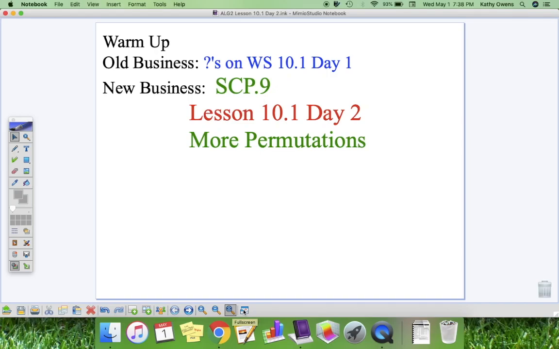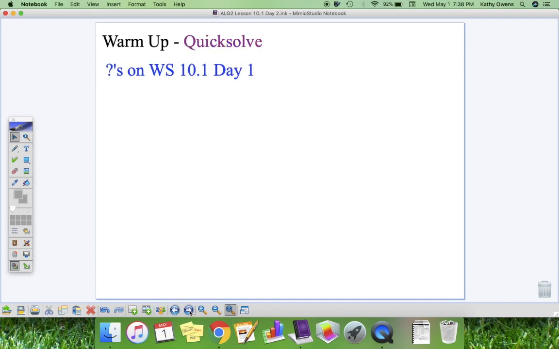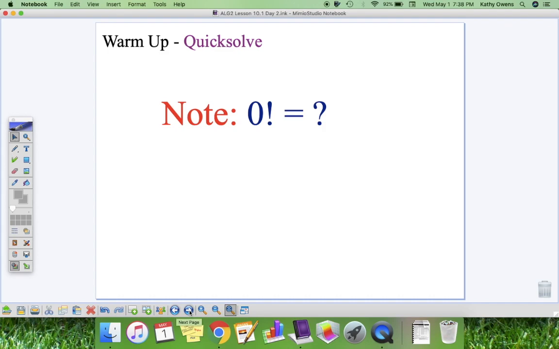This lesson covers standard SCP.9. From our textbook, it's lesson 10.1, day 2. We're going to learn more about permutations. Think about what 0 factorial is equal to.